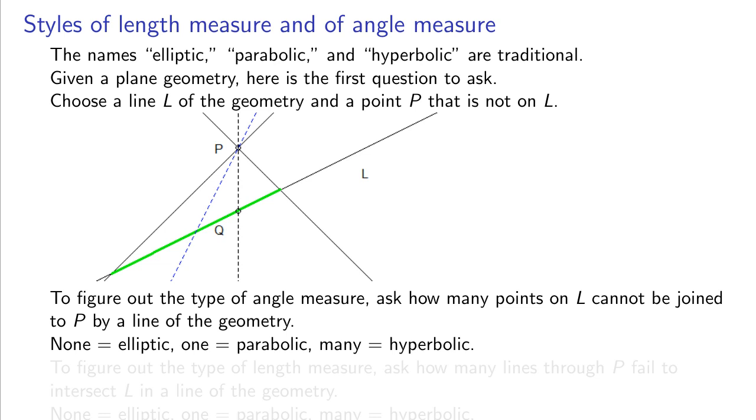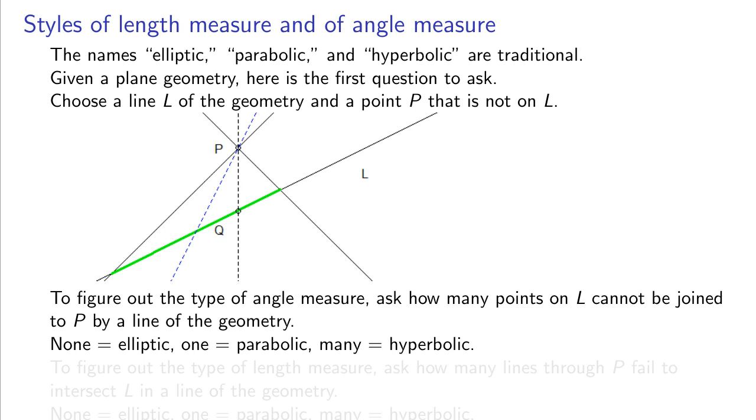Finally, there are situations where many points on the line L cannot be joined to point P, and we're going to meet a geometry where that is true, the so-called Minkowskian geometry, which underlies Einstein's special theory of relativity. In that geometry also, the points of the geometry are events with a space coordinate and a time coordinate, but now the rule is 186,000 miles per second. It's not just a good idea, it's the law.